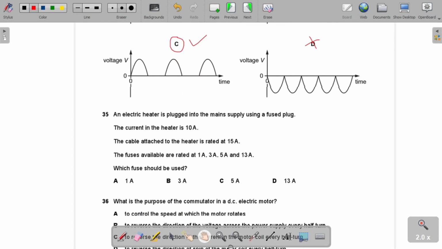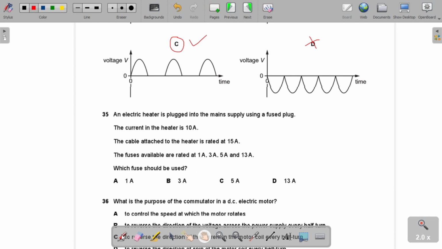Okay, 35. An electric heater is plugged into the mains supply using a fuse plug. The current in the heater is 10 amperes. The cable attached to the heater is rated 15 amperes. The fuses available are rated 1, 3, 5, and 13 amperes. Which fuse should be used?